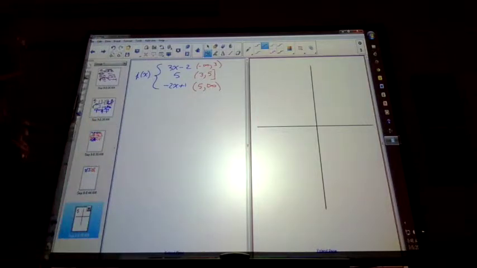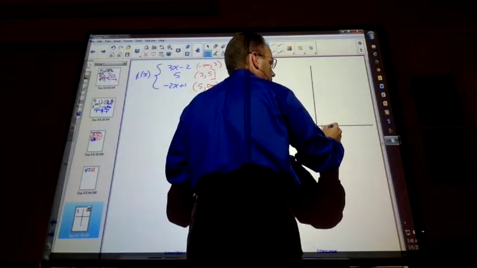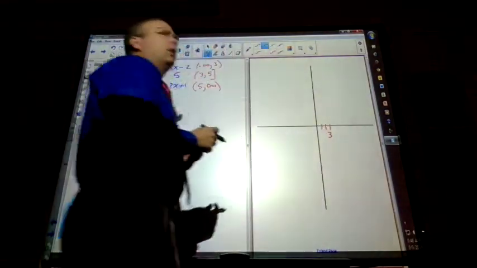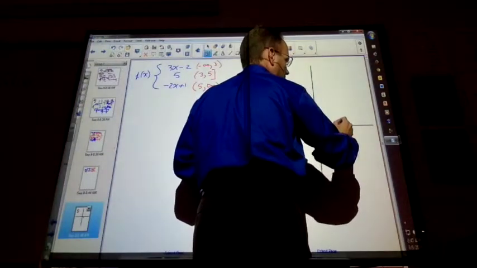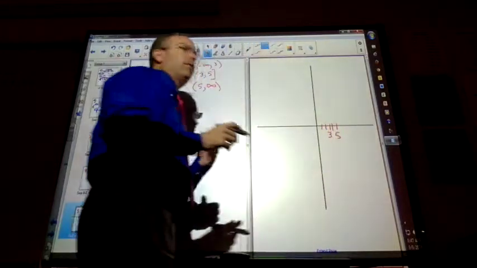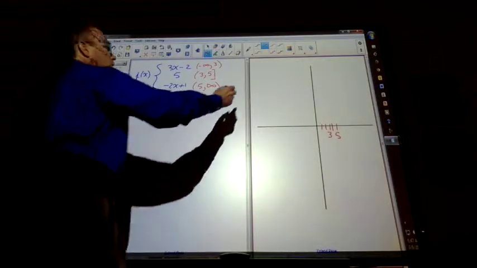Okay. So I know 3 is right here, and something's going to take place at 3. I know 5 is right here, so something's going to take place at 5. That's basically where your graph could turn a certain direction. So I'm going to graph 3x minus 2 as a normal line, and then I'm going to erase a portion of it. So don't draw the line yet. Watch when I draw.